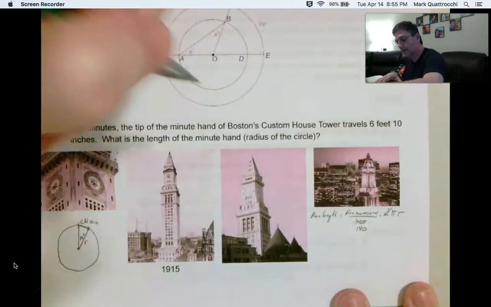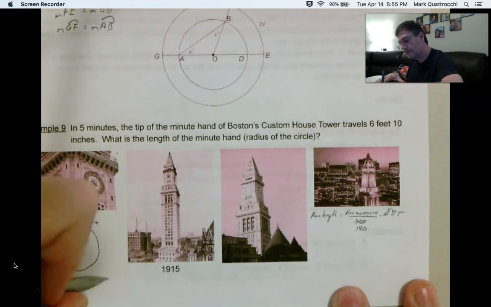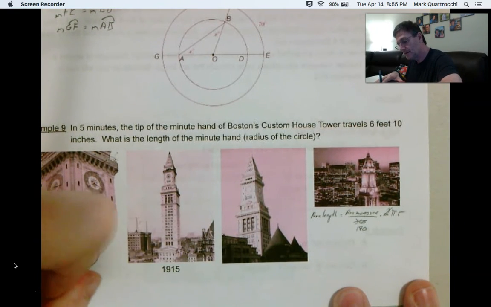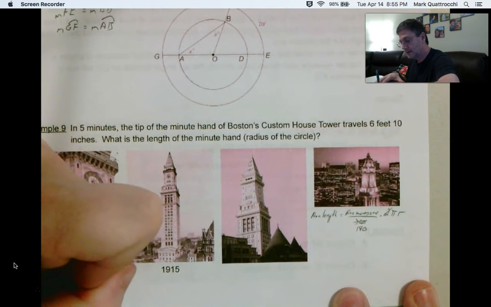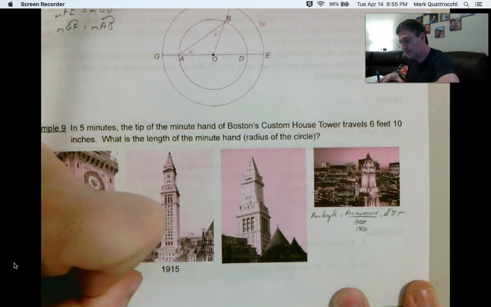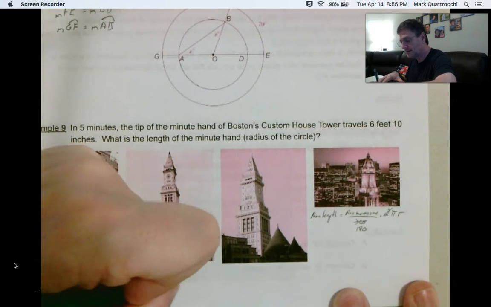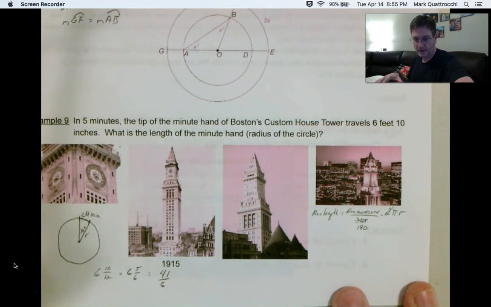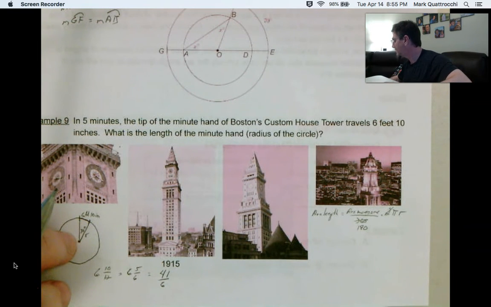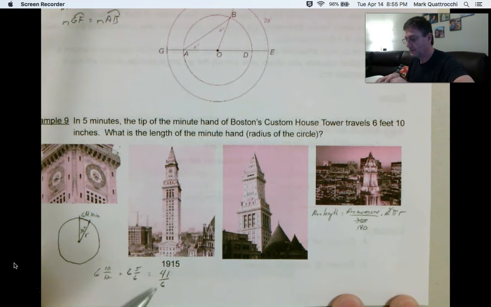Now we have arc length, 6 feet 10 inches. 6 feet 10 twelfths, or 6 feet 5 sixths, or 41 sixths. I'm going to leave it as an improper fraction because if I do the division, I'm going to get a decimal that I don't like as much. Yeah. So it's going to be a repeating decimal. So we're going to leave it as 41 sixths.